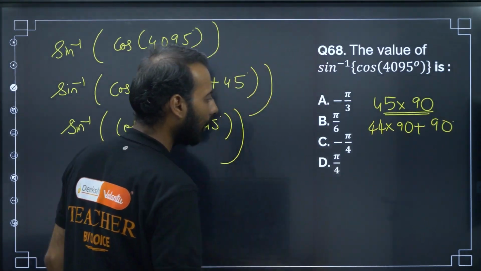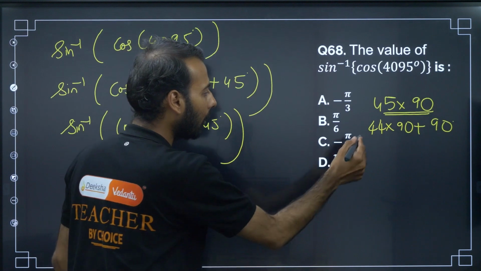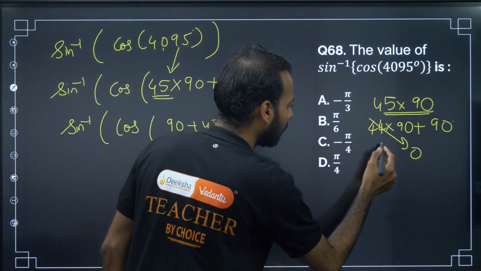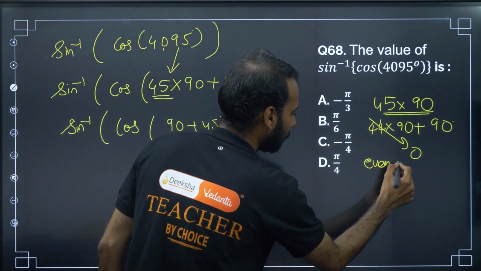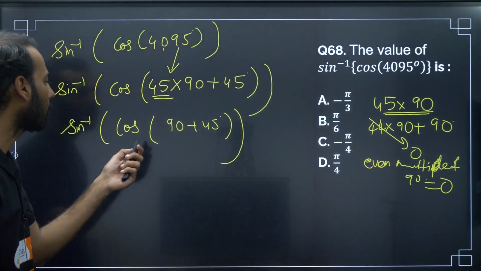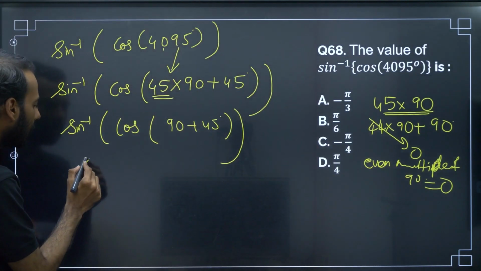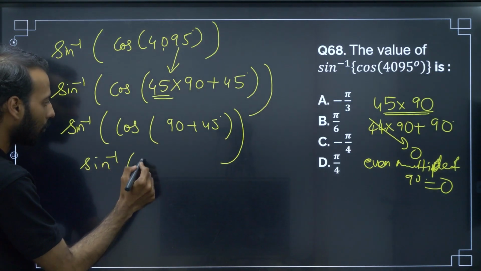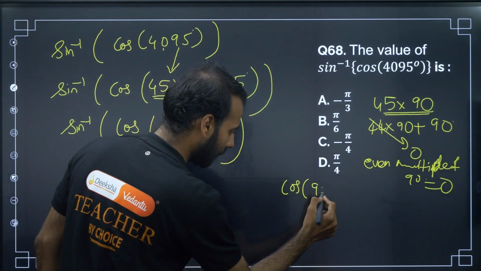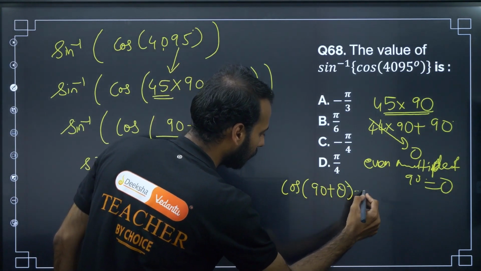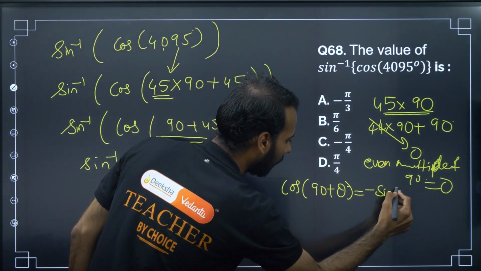45 into 90. I am writing this as 44 into 90. 44 into 90 is 0. Why is it 0? Any even multiple of 90. So 90 plus 45. Sine inverse cos of 90 plus theta. Cos of 90 plus theta is equal to negative sine theta.